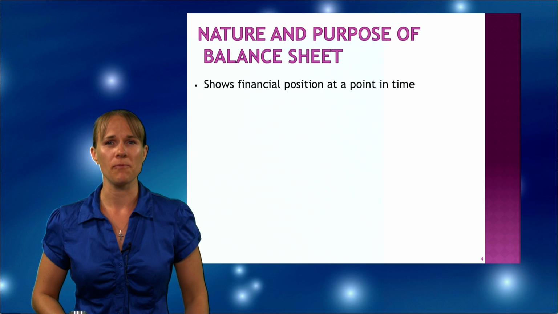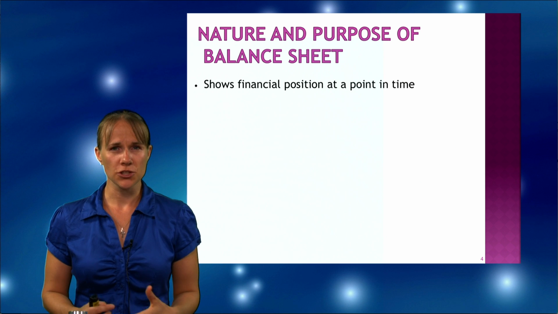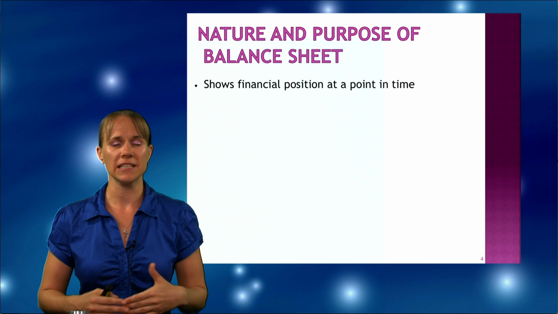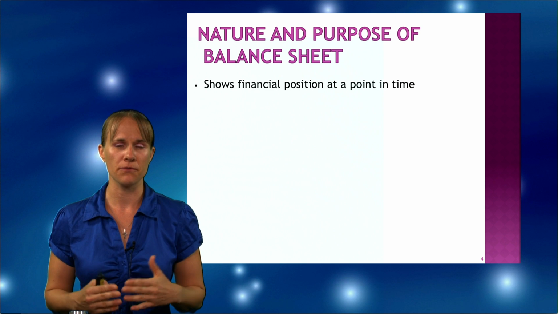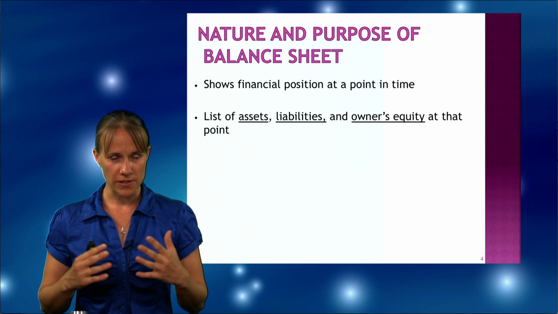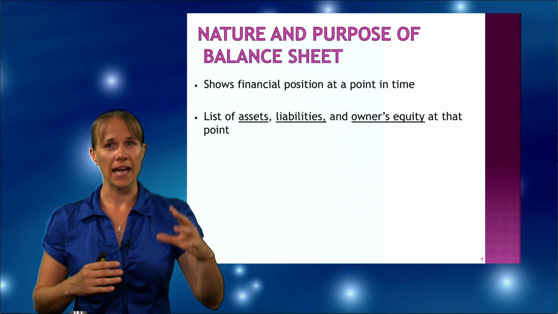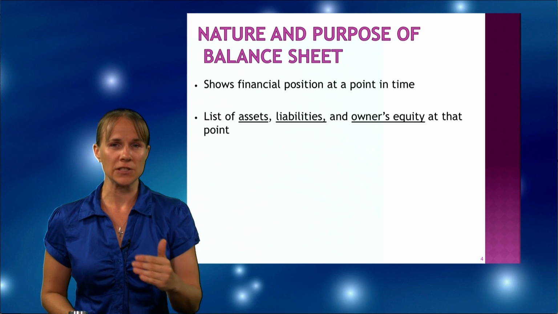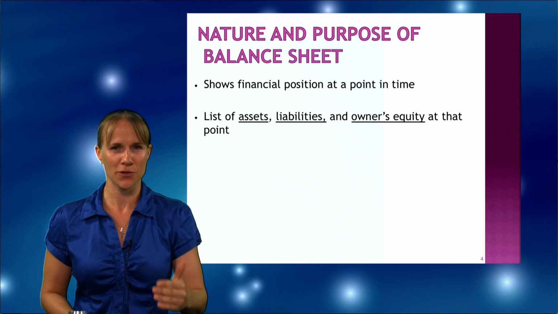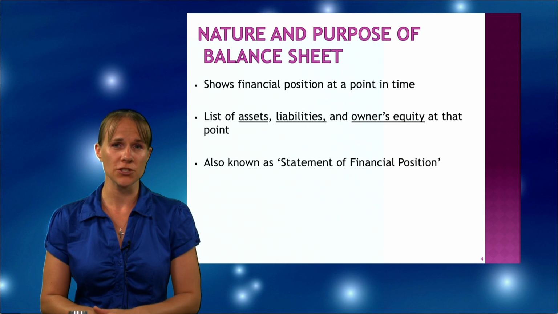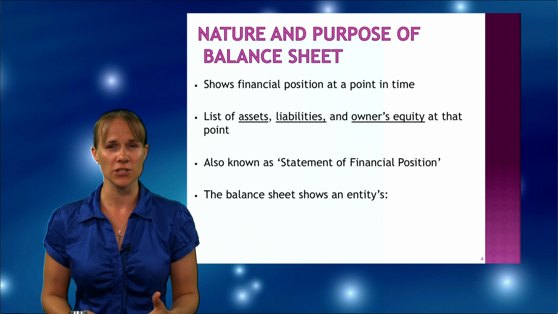First of all, our balance sheet shows us a financial position at a single point in time. Generally that's 30 June, so the end of the Australian financial year. Our balance sheet also shows us a list of our assets, our liabilities and our owner's equity as at that one point in time. So again, generally as at 30th of June. We can also call our balance sheet the statement of financial position. So the terms are used interchangeably.